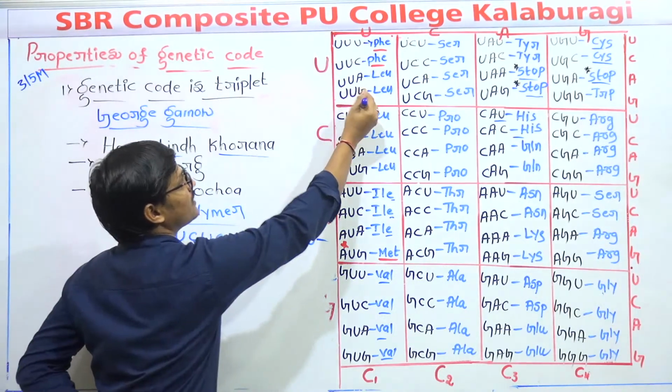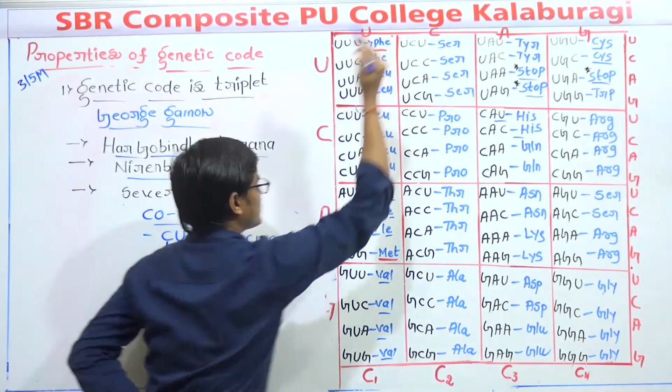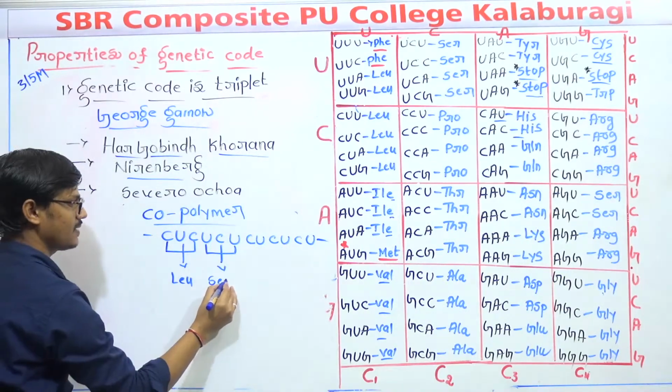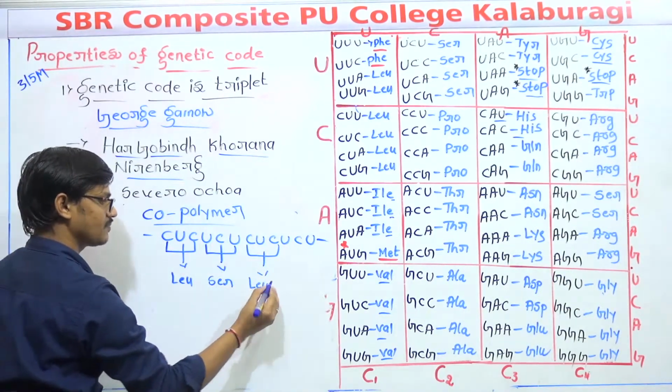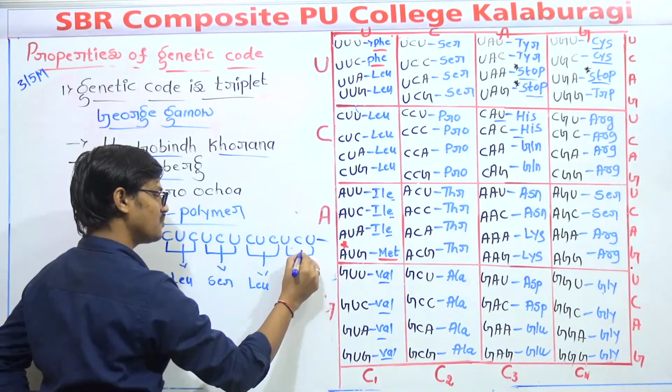UCU, serine. Again, CUC means leucine. Again, UCU means serine.